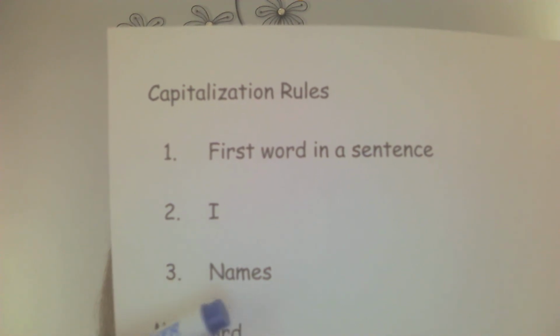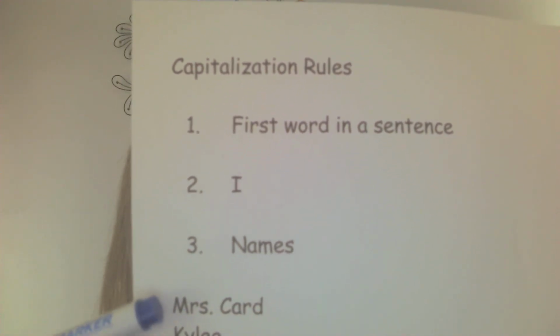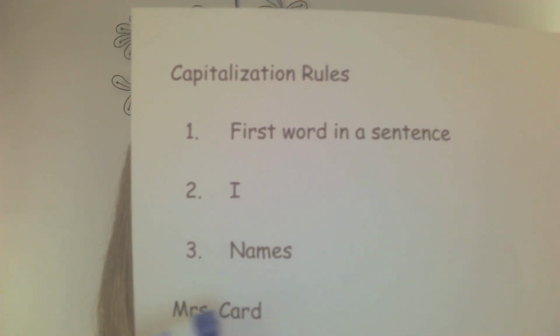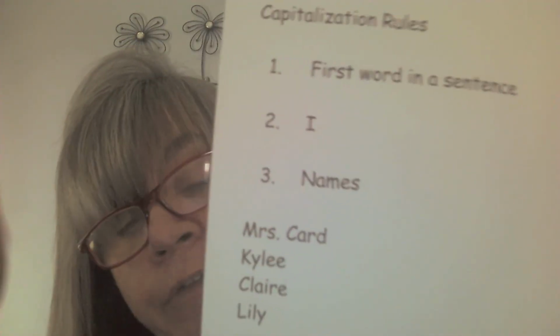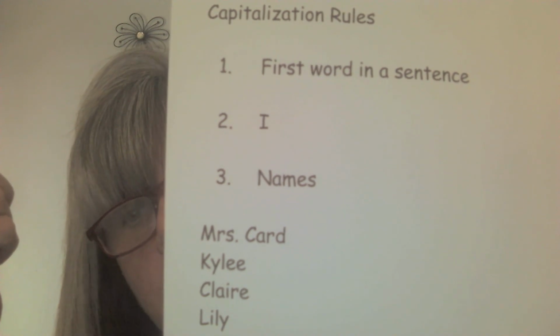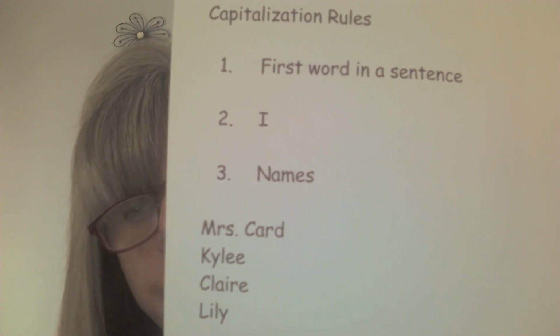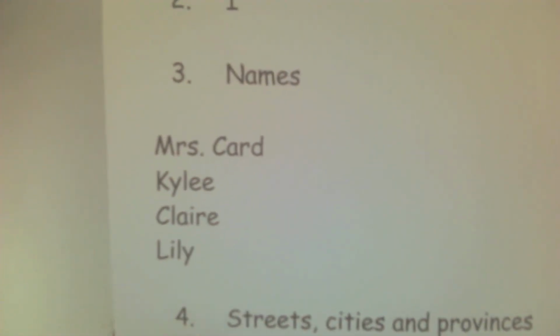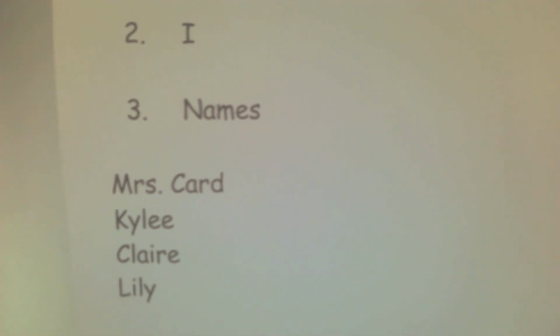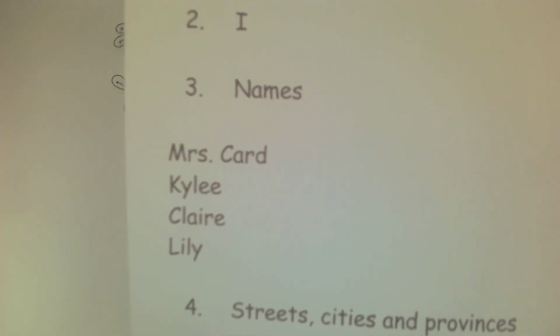Rule number 3, names, like Mrs. Card. Notice both parts of my name get a capital. Kylie, Claire, Lily, everybody in our class. Dominic, Carter, Merrick, everybody in our class, their names get capitals. Okay, and then rule number 4, streets, cities, and provinces get capitals.